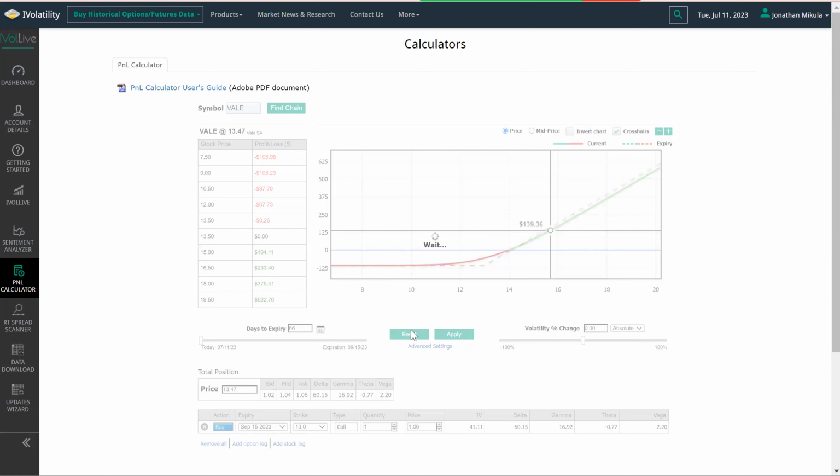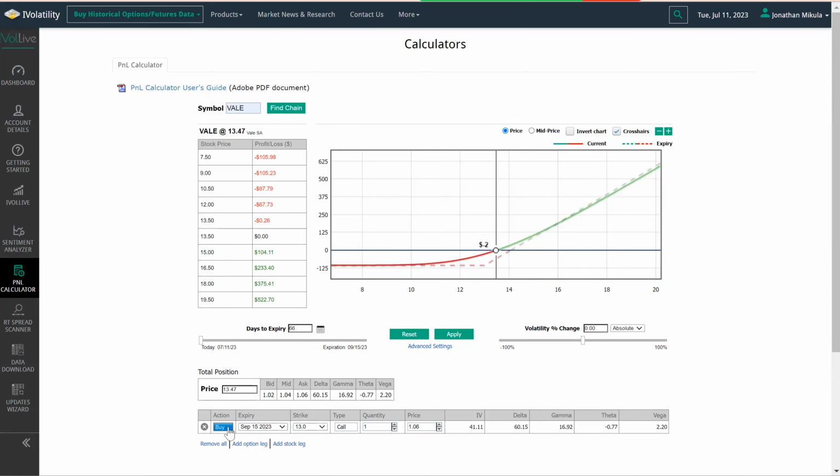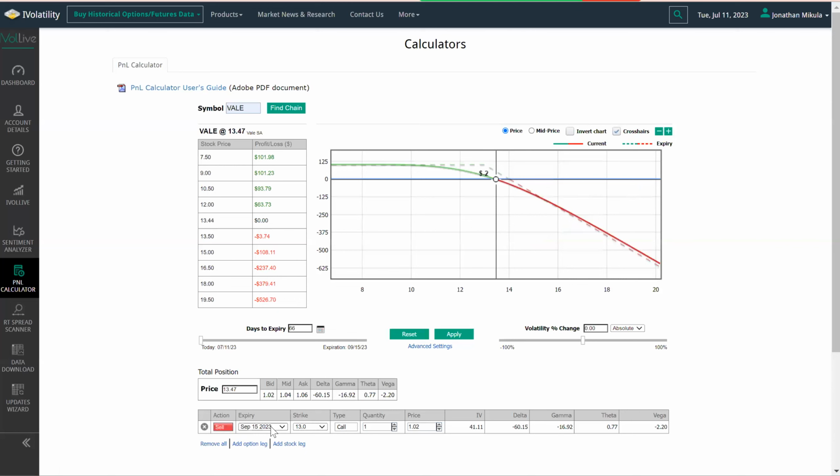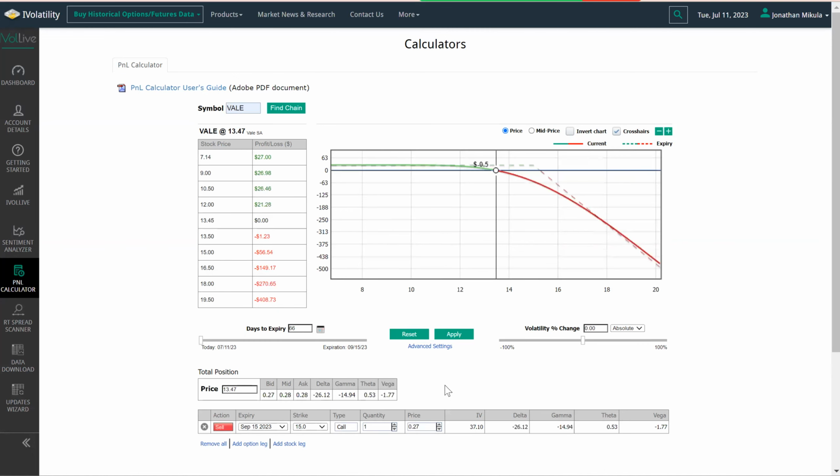Now we could reset and say, all right, well, we want to sell the call, right? So we want to predict that Vale is going to stay below a certain price. 13 would be risky because we're already above that price, but let's say we wanted to go to 15, right? And we say, hey, our bet is that Vale will stay below 15 between now and September 15th. We're going to sell 10 contracts to make this bet, and we're going to earn 27 cents per share. So we'd earn $27 per contract. So it'd be 270 bucks at 10. So you can see here, 270 at 10 contracts.